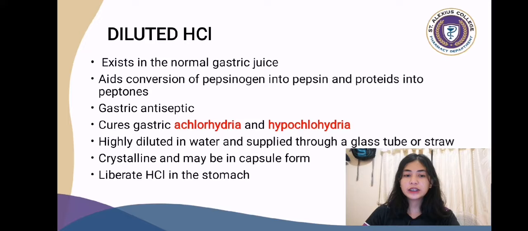It is usually given in doses from 1 to 10 cc, highly diluted with water and to be supplied through a glass tube or straw, avoiding solvent action on the enamel of the teeth. They are crystalline and may be administered in capsule form. They liberate hydrochloric acid in the stomach, the glutamic acid or the betaine residue being metabolized at the same time. The commercial product is muriatic acid.